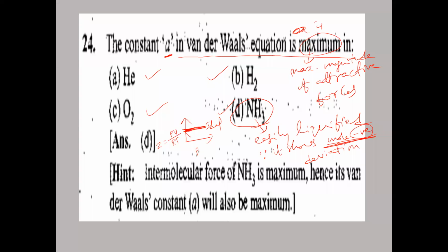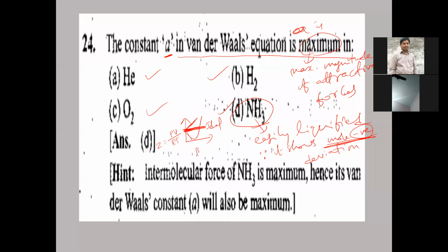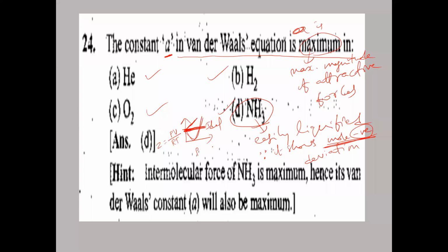If it is showing like this, it is negative deviation. And if the line is like this, it is positive deviation. This is positive deviation, this is negative deviation. The more the negative deviation, the more the liquefaction, the more easily it can be liquefied. More easily liquefied means more magnitude of attractive force, which means a greater value of A. Constant A is greater.